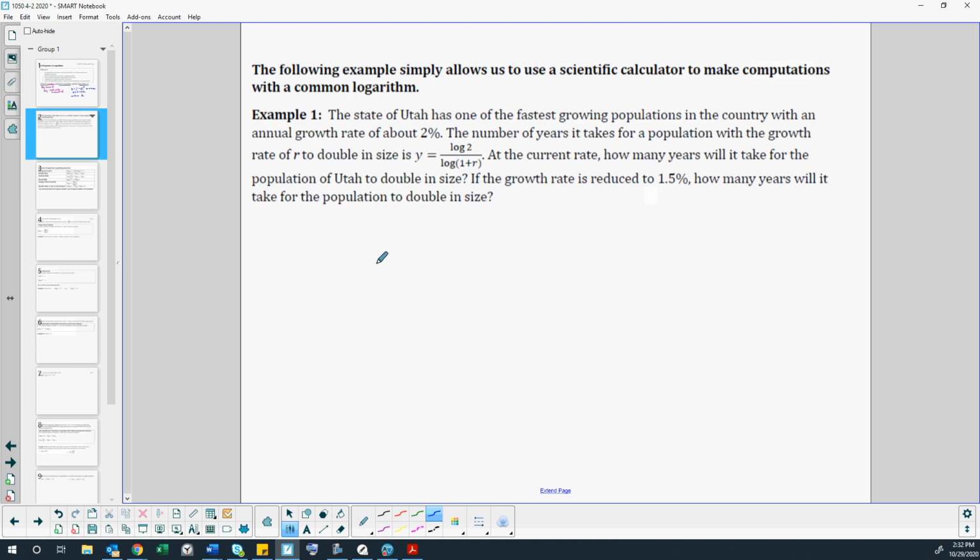Alright, let's do a quick problem involving a common logarithm. If you look at this formula they're giving us, it doesn't have any bases on our logarithms. That means the base is 10, and it's that common logarithm that we can just use in our calculator.